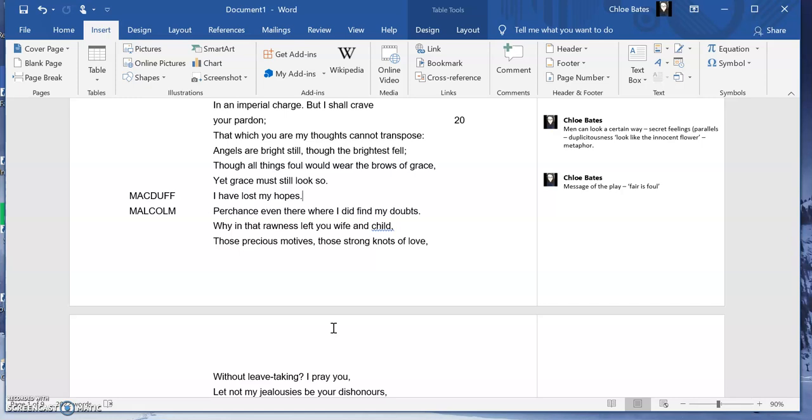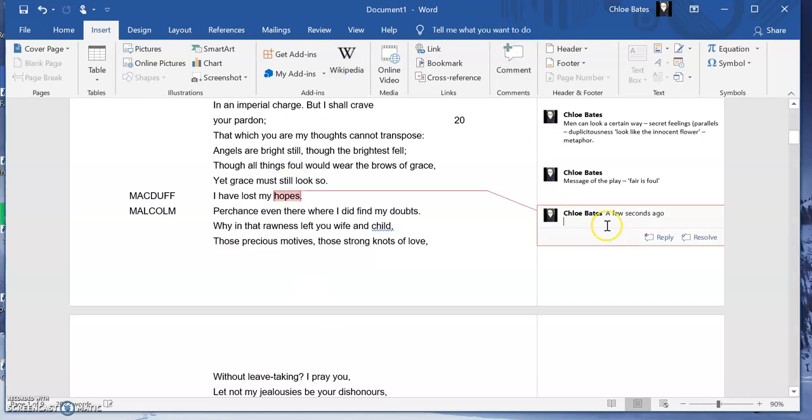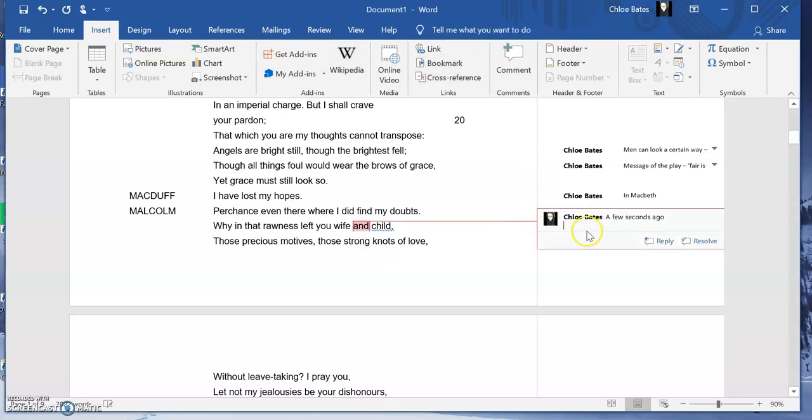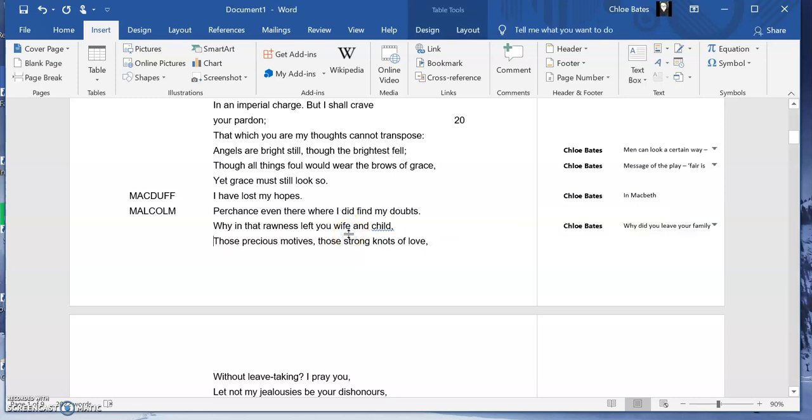I have lost my hopes. This is Macduff saying I've lost them in Macbeth, not in Malcolm. So he's like, I've lost my hopes, I need you. Perchance even there where I did find my doubts, why in that rawness left your wife and child? It's a good question. Why did you leave your family? Unprotected. Those precious motives, those strong knots of love without leave-taking, I pray you, let not my jealousies be your dishonours, but mine own safeties. You may be rightly just, whatever I shall think.